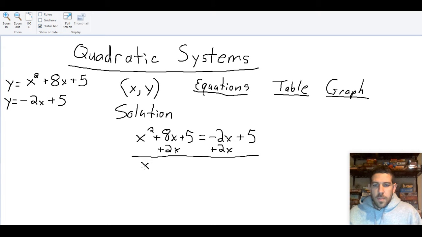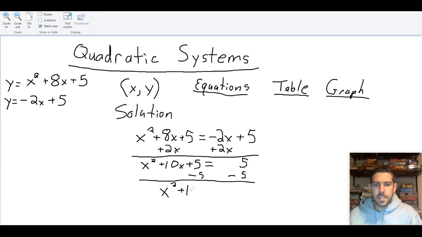As we go through this process, again, it feels a little complicated at first, but it does make sense foundationally what we're doing here. I am trying to set this left-hand side equal to 0. The negative 2x plus 2x will go away, leaving just a positive 5. And I can subtract 5 from both sides. And that leaves me with the equation x squared plus 10x, the 5's go away, equals 0.